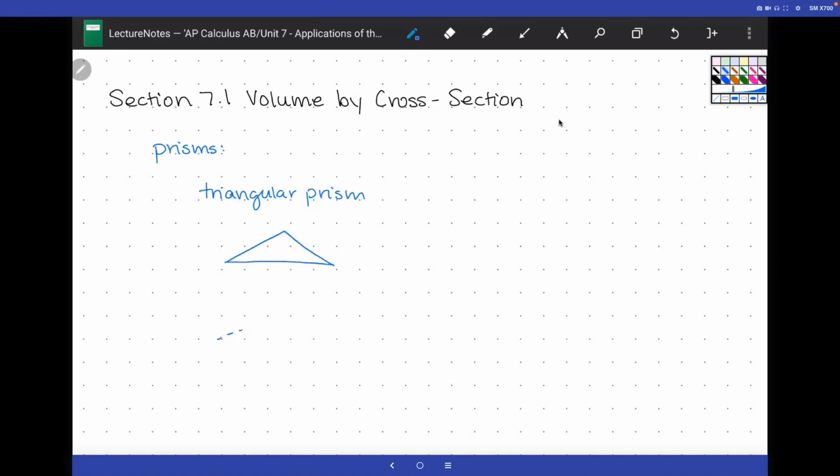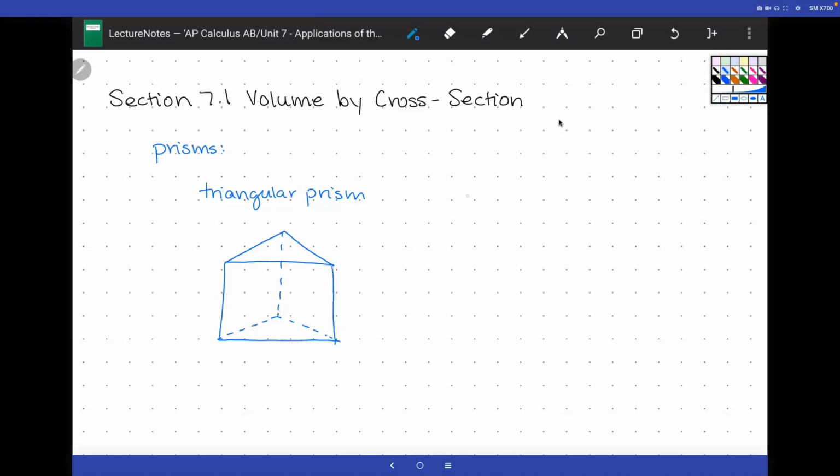So I'm going to make these 2 edges dotted because they're going to be in the back of this prism. So there's my 2 congruent polygonal bases. Oops, I don't want that one dotted. And then if I just connect these, there's my triangular prism. So we name the prism by the shape of the face.